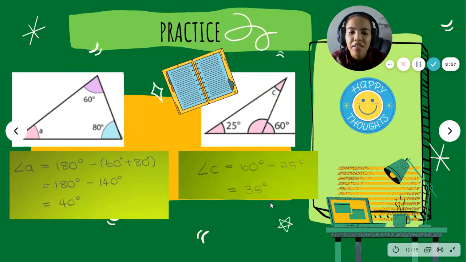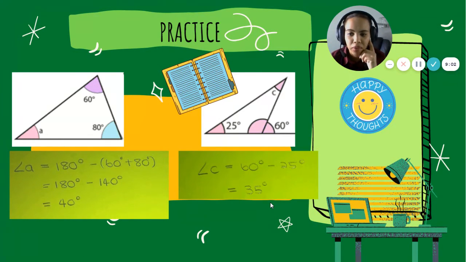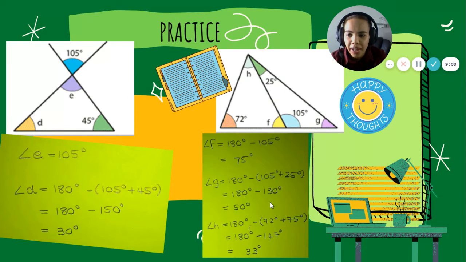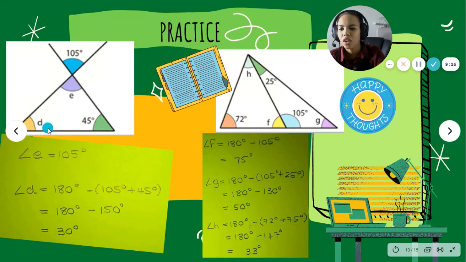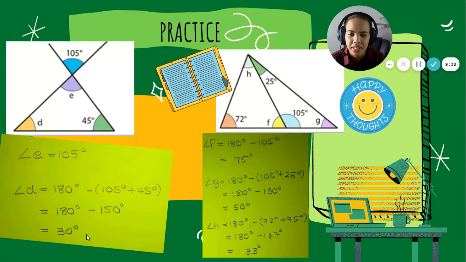Okay, make sure you have the same answers I do. If you don't, you can just email me and we can go through it together. Okay, so angle E. These two are vertically opposite angles. You shouldn't even think about it. You should just know, wow, that's 105. Okay, and then it's easy to find angle D. Angle D, 180 minus angle E plus 45. I got 30. You tell me what you got. If it's the same or if it isn't.